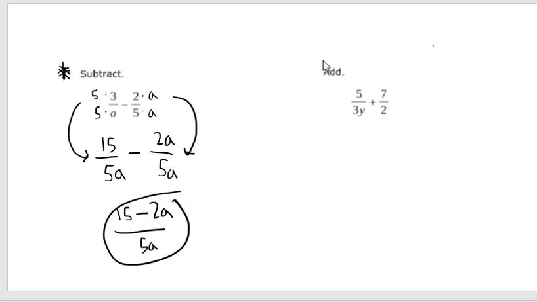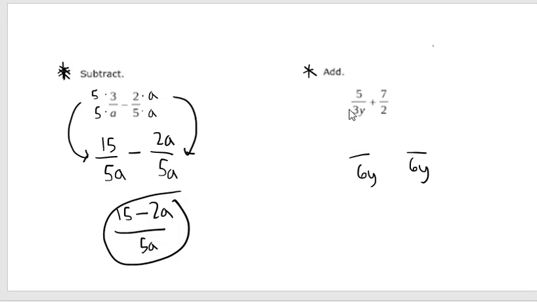Okay, let's go ahead and look at this one right here where we're adding the two fractions. So the first thing that we need to do is find a common denominator between 3y and 2. So let's multiply those two together. And 3 times 2 is 6y. And 6y is a term that both 3y and 2 can divide into evenly.